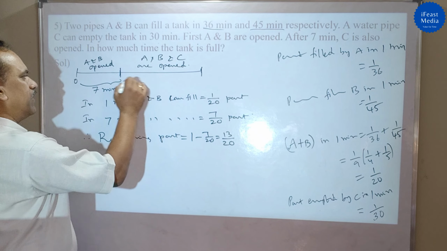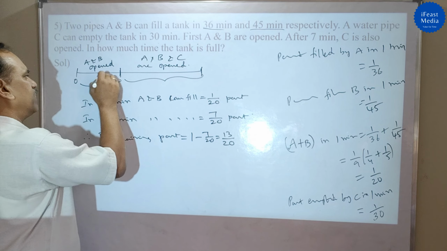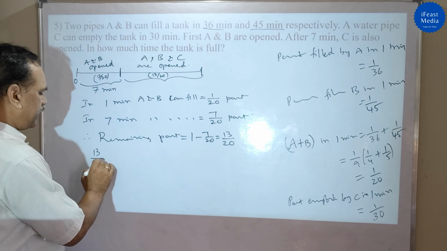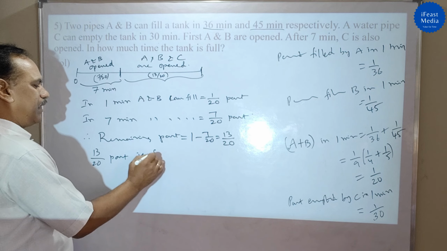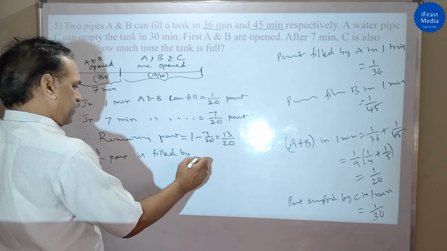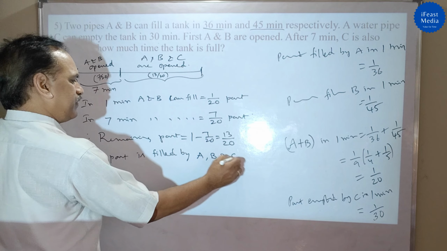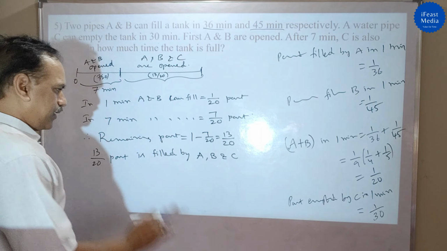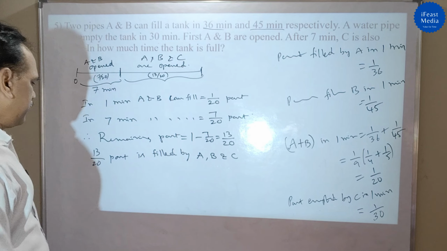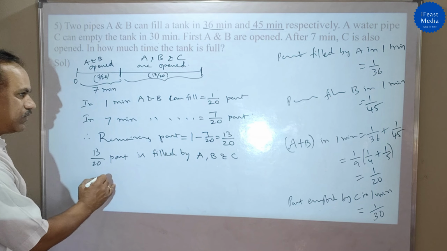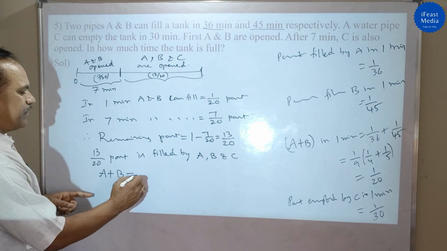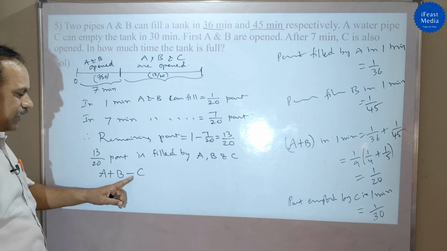Here it is 7 by 20 part, this is 13 by 20 part. This 13 by 20 part is filled by not only A and B, but C has also joined, right? Filled by A, B and C all together. But in 1 minute, A, B, C all together, how much part can they fill? Let us find that out first. A and B are filling it, but C is actually emptying it. So you should take negative sign for C.